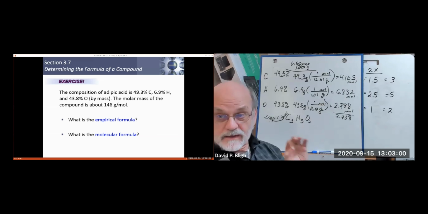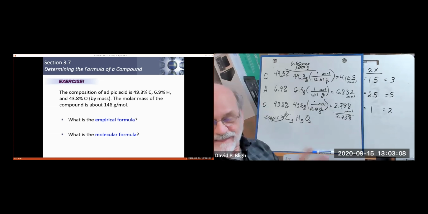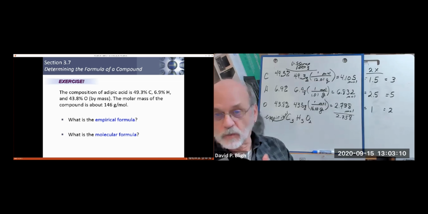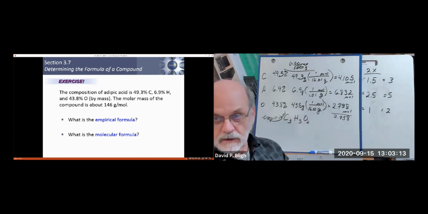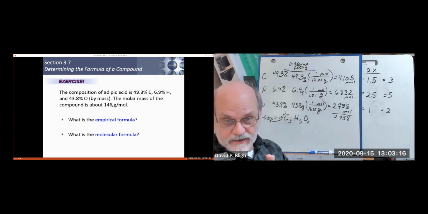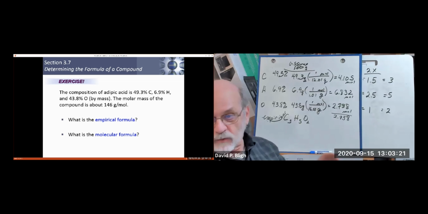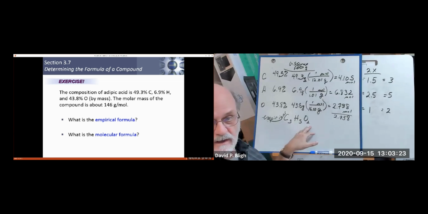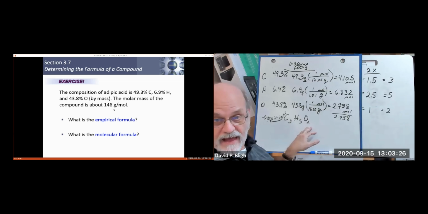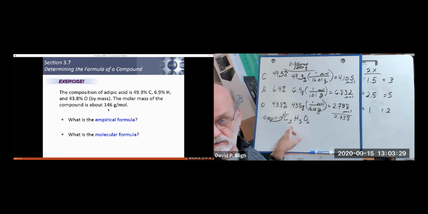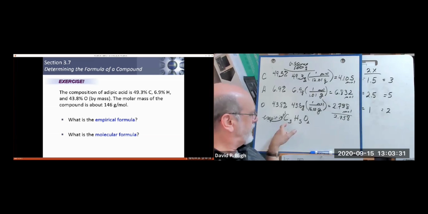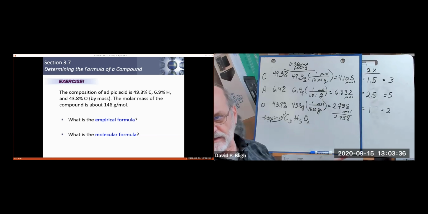But we don't know yet if that is the molecular formula. So how do we get that? Now, here's where we use the 146 grams per mole. We know that this value is the molar mass. And if we were to find the molar mass of this, and it's equal to that, then we know that we're already home. So let's find out what the molar mass of this formula is. I like to call it the empirical mass rather than the molar mass.